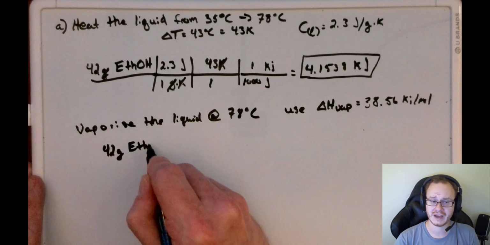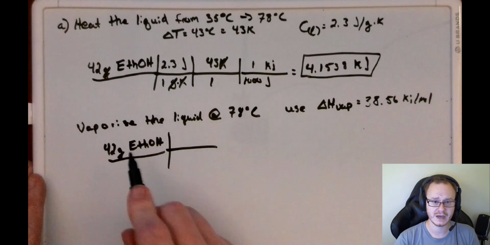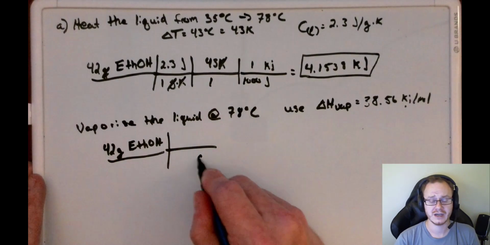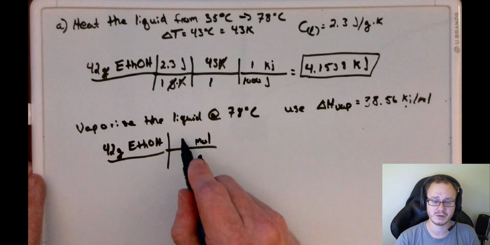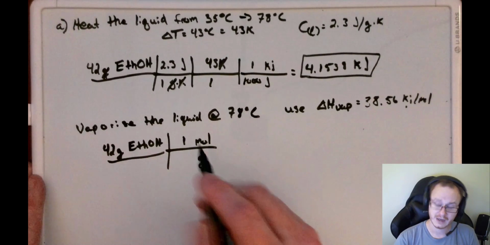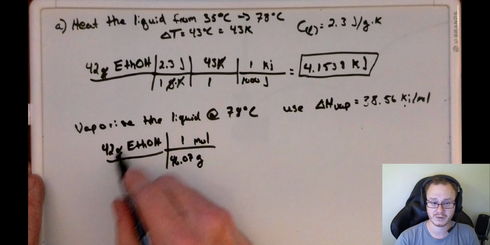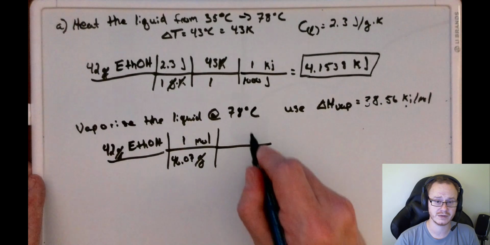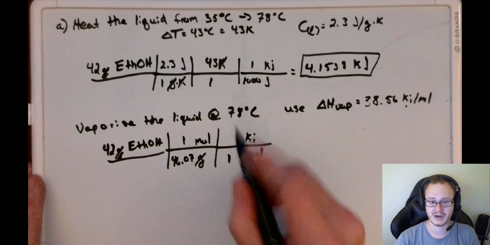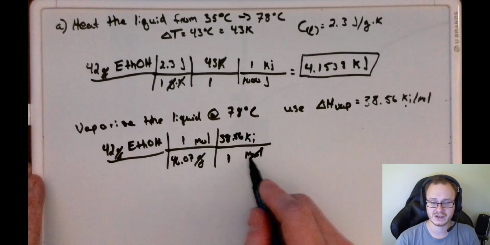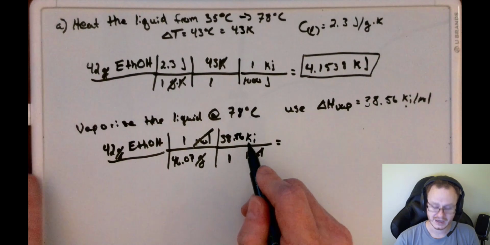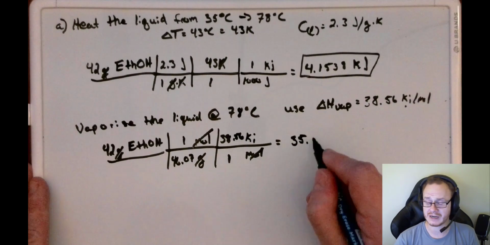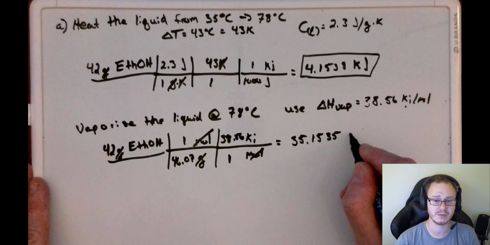We start with the 42 grams of ethanol, ETHOH, that we were given, and I'm again only converting to kilojoules. However, my conversion factor has moles, and I'm given grams. If I cancel grams and convert to moles, I've still done a simple molar conversion, where 1 mole is equal to the molar mass. The molar mass is 46.07 grams per mole. This cancels grams. Now I can convert the moles to kilojoules using my heat of vaporization. Kilojoule is on top, mole is on bottom. 1 mole to 38.56 kilojoules results in a canceling of moles and an energy change of 35.153 kilojoules of energy. This is the amount of energy just to make it turn into a gas once it's already reached the boiling point.